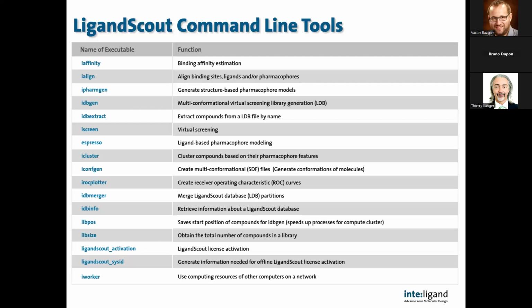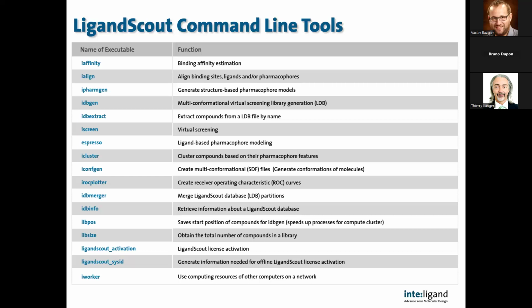So iAlign or iFarmGen. iFarmGen is the command line tool that will generate structure-based pharmacophore models from a PDB input that you have. You can download a whole number of PDB files and run a script that goes through all the PDB structures and generates automatically a pharmacophore model of all the ligands in these crystal structures. For instance, or Espresso is the ligand-based pharmacophore generator that you can run from the command line. iScreen is the virtual screening, so you don't need to block your user interface.